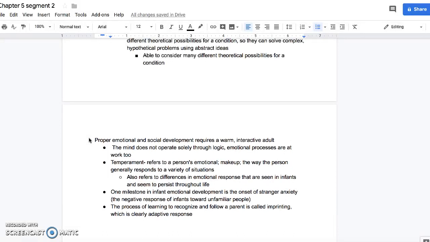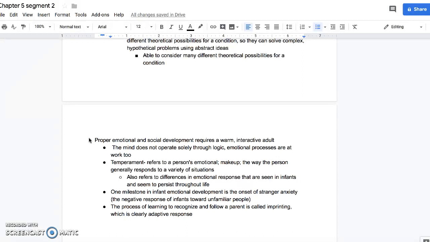So moving past Piaget's cognitive development stages, the proper emotional and social development requires a warm, interactive adult. So, of course, the mind does not operate solely through logic. Emotional processes are at work too. So, temperament refers to a person's emotional makeup, the way he or she generally responds to a variety of situations. And it is considered a long-lasting aspect of personality and is usually thought of as inborn. This also refers to emotional responses that are seen in infants and seem to persist through life.